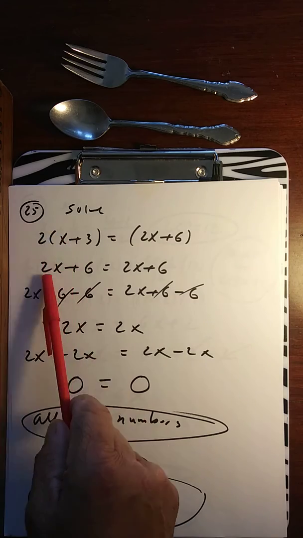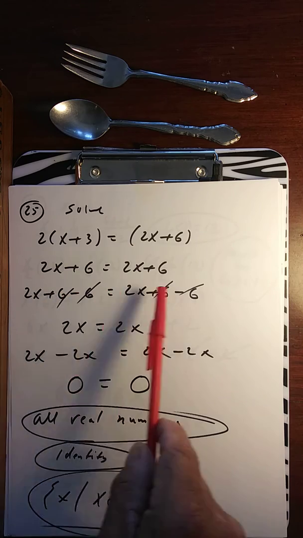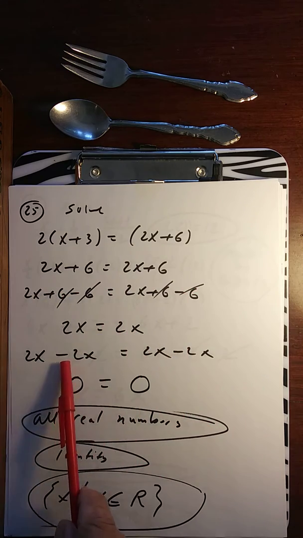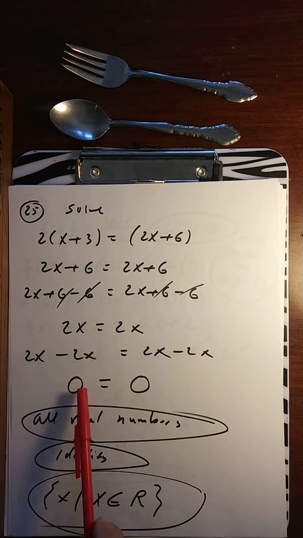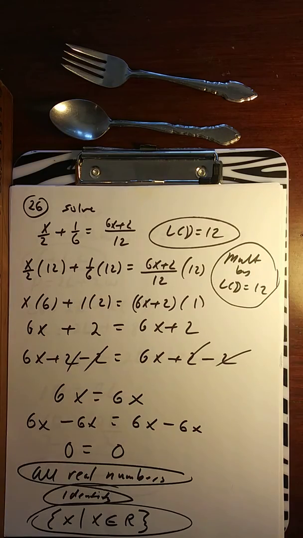Distribute this. 2 times that is 2x. 2 times that is 6. 2x plus 6 right now. So minus 6, minus 6, you have 2x equals 2x. Minus 2x. They all cancel out, so 0 equals 0. That's always true, so it's going to be all real numbers. And it's an identity, or x is an element of the real numbers.